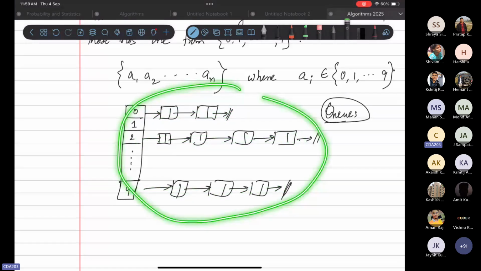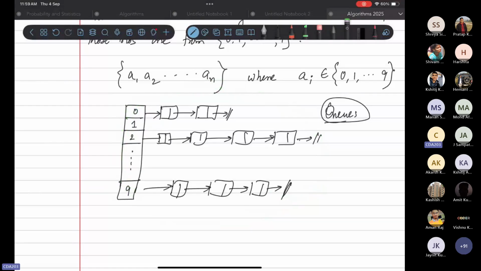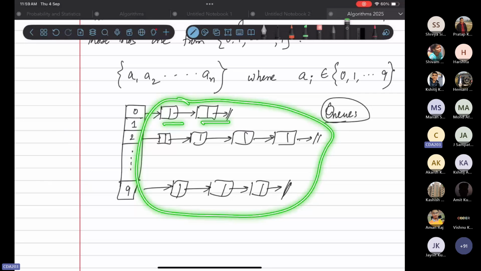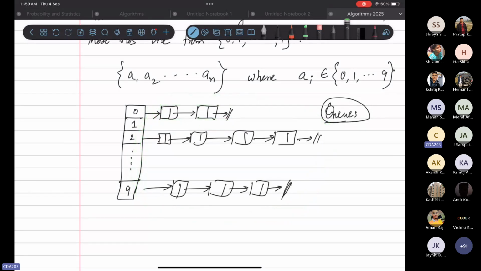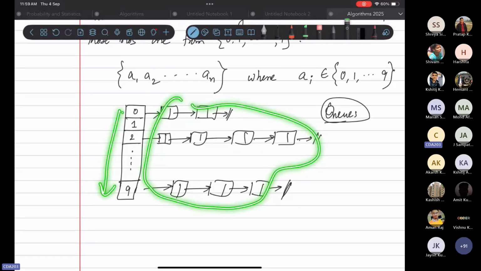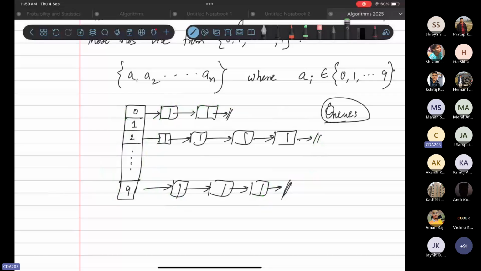In total, what's the size of this? In total, how many nodes do I have in here? n nodes. And also, each of them comes with an end-of-list character. Therefore, it's going to take n plus the number of different values that we can have. Why is the size of the linked list different?